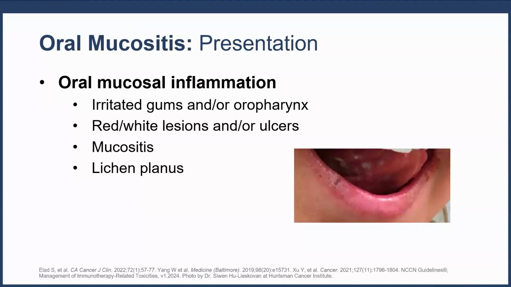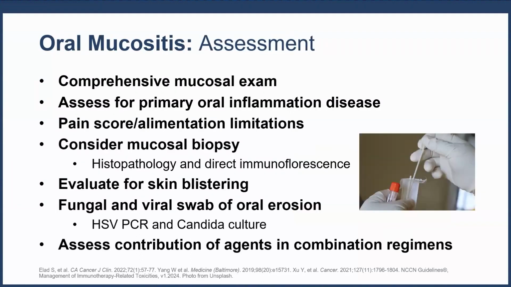So this is, again, probably exactly what you would expect from presentation of normal mucositis in a patient on chemotherapy: irritated gums or oropharynx as well, red or white lesions or ulcerations, inflammation of the general gum area. But another one that you may not have seen before is lichen planus, and we're going to talk about that a little bit later, more as its own entity, so I won't talk about it a whole bunch now, but keep in mind that there is some overlap and interplay here, and we'll highlight that one on its own.